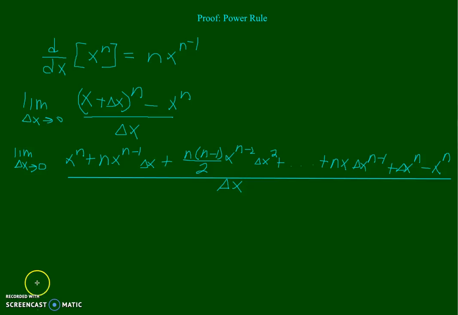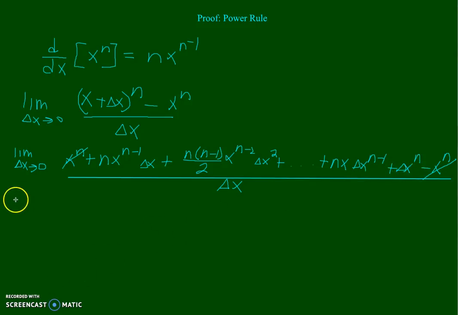At this point, we should notice a few things in here. The first is that we have an x to the n here and a negative x to the n. So those two are going to cancel out. And now notice every other term that's left in this numerator has a delta x in it. We also have a delta x in the denominator. So what we can do is factor out this delta x, divide out this delta x, and one of the delta x's in each one of these following terms.